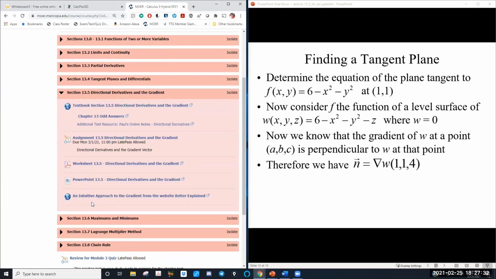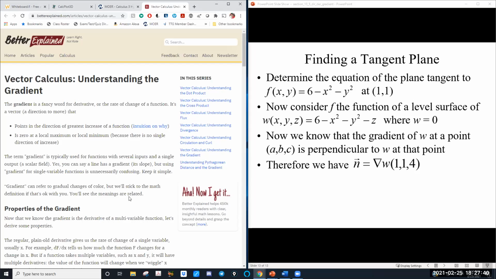I actually added the link to the calendar, and I'm going to start doing this. This website, Better Explained, has a really intuitive way of explaining some of the things we're going to do in Calc 3. So I like to use it every once in a while. And so what I'll do is when those topics come up, I'm actually going to add it to the calendar to make it easier to find.